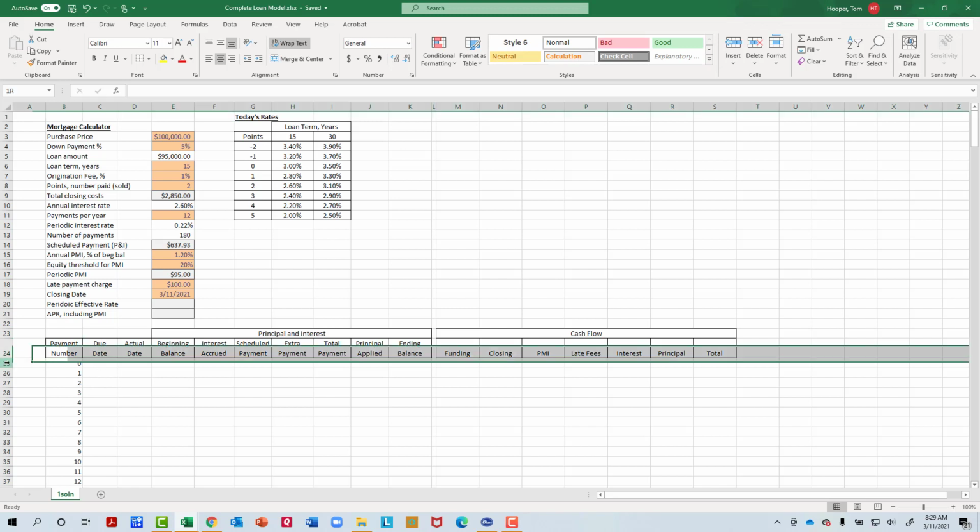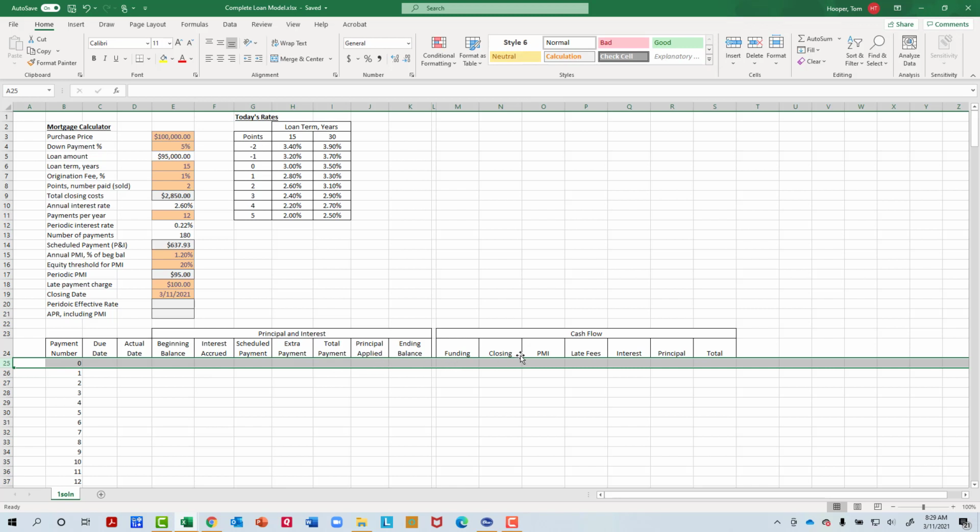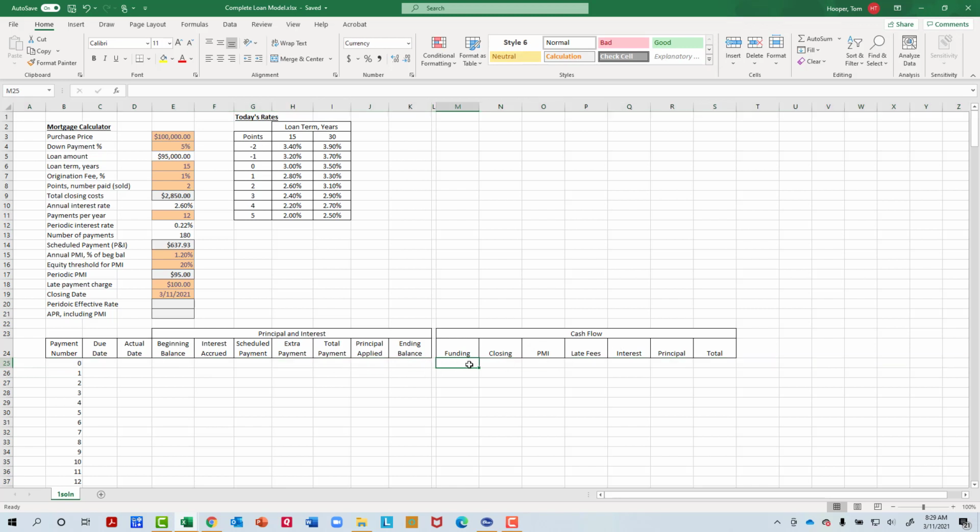Now, what happens in period 0? Well, I don't make any payments, but I am going to get the loan funded. So I'm going to come over here and say that I have a positive cash flow of $95,000 from the bank. I have a negative cash flow of the closing costs. Not paying any PMI or late fees or interest or principal yet, but the total cash flow for me is only $92,150. So even though I thought I borrowed $95,000, by the time I paid the closing costs, I only got $92,150. I'm not going to worry about these dates for now.